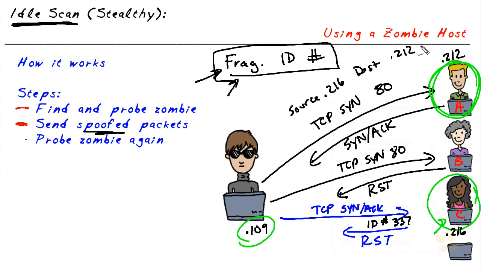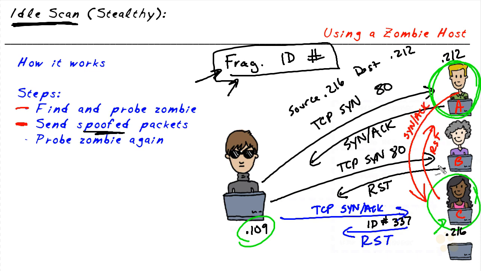So I've got another question for you. What does host A do if it has port 80 open and it receives a TCP SYN request from .216? What's the next logical step for host A? It's going to respond back to .216 with a SYN-ACK. And that SYN-ACK, because it's going to .216, is going to go right down here to host C. Now when host C gets that SYN-ACK and says, you know what, I don't have a conversation with you, host C is going to send a reset back up to host A. So the first packet from host A to C would be the SYN-ACK, and the second packet from host C to host A would be the reset.